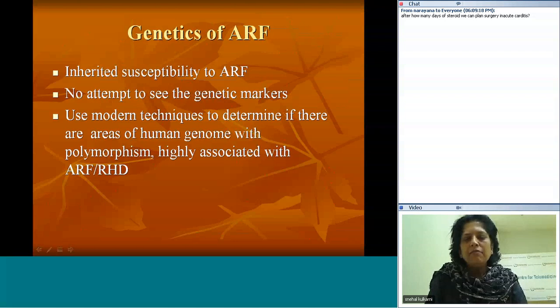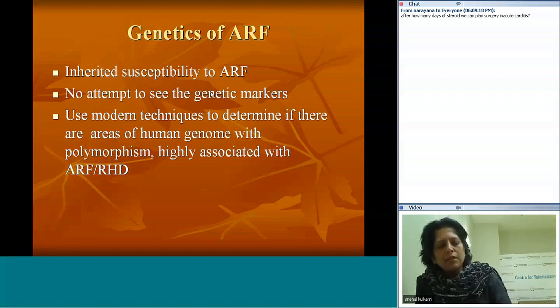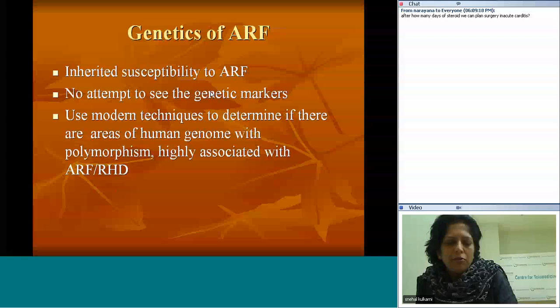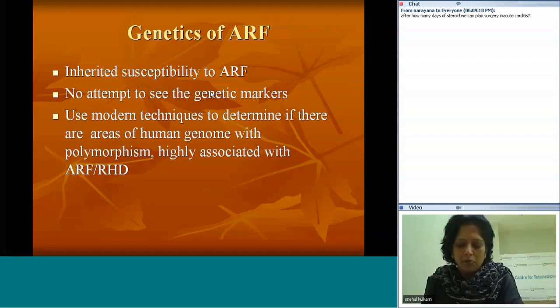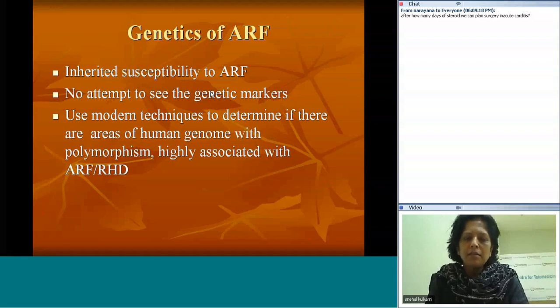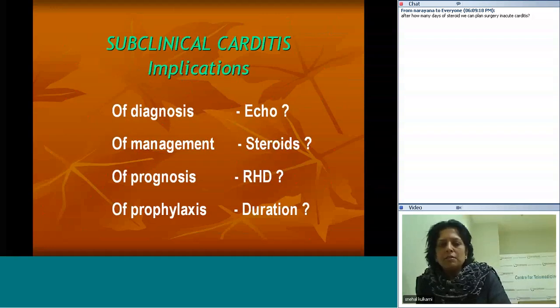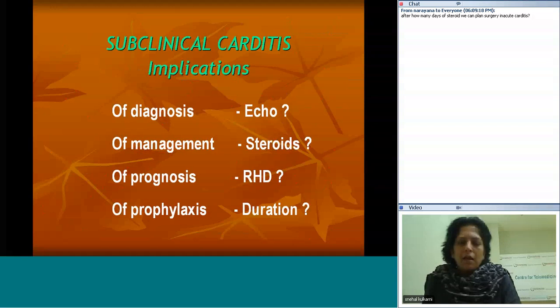Now, whether there are any genetic factors, so if there is inherited susceptibility to acute rheumatic fever, till now there is no attempt to look for a genetic marker. We have to use modern techniques to determine if there are areas of the human genome with polymorphisms highly associated with rheumatic fever or rheumatic heart disease. This is the area which really lacks as far as further progress in this field is concerned.